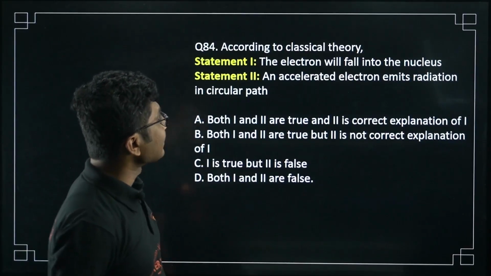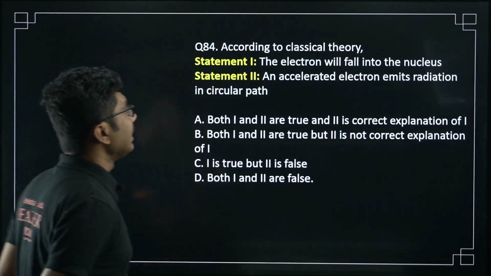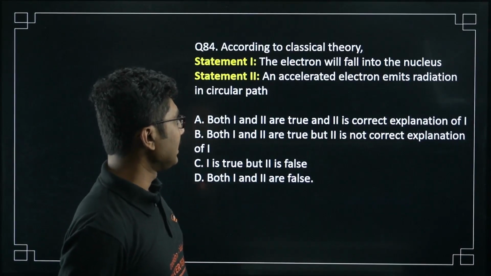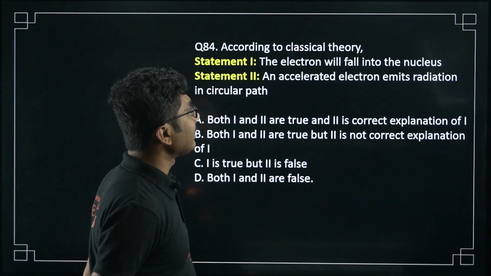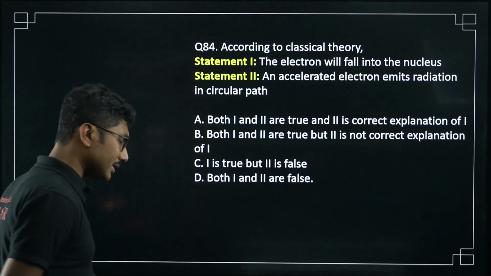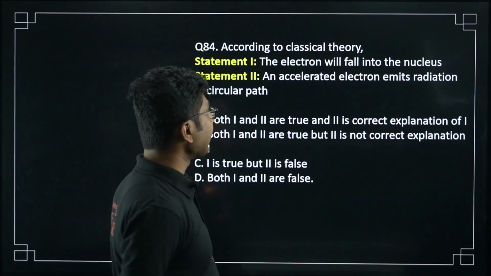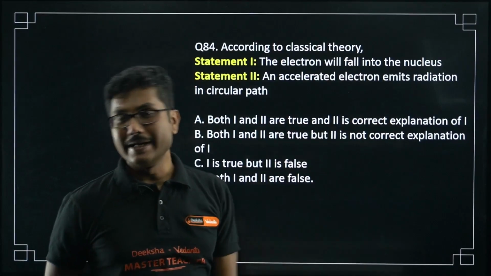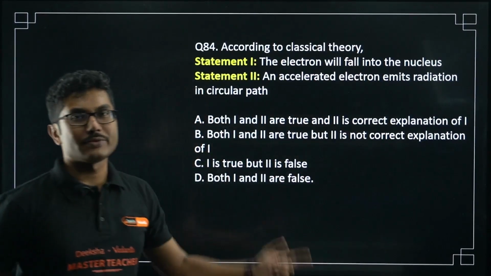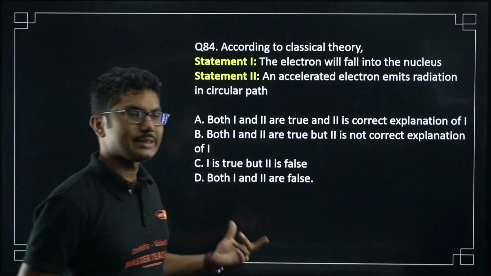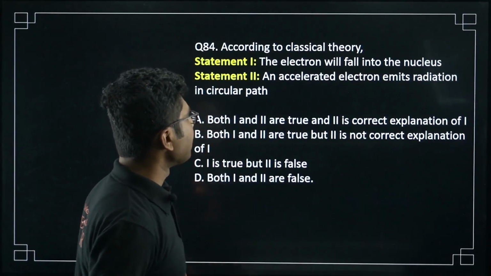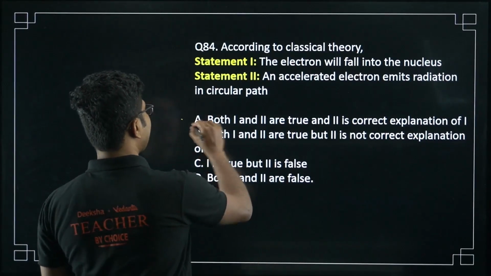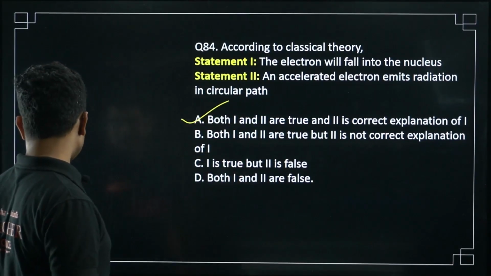Now according to classical theory, statement 1, the electron will fall into the nucleus. Yes. Statement 2, an accelerated electron emits radiation in the circular path. Yes, that is also correct. Both statements are correct. Because the electron is accelerating, it is radiating energy, that means it is losing energy, and that is why it will fall into the center of the nucleus. So both statements are true, and 2 is the correct explanation. So option A is the correct answer.